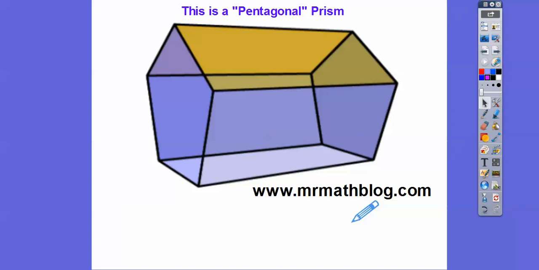Now remember, something that looks like a can is called a cylinder. Something that looks like a soccer ball or a basketball is called a sphere.